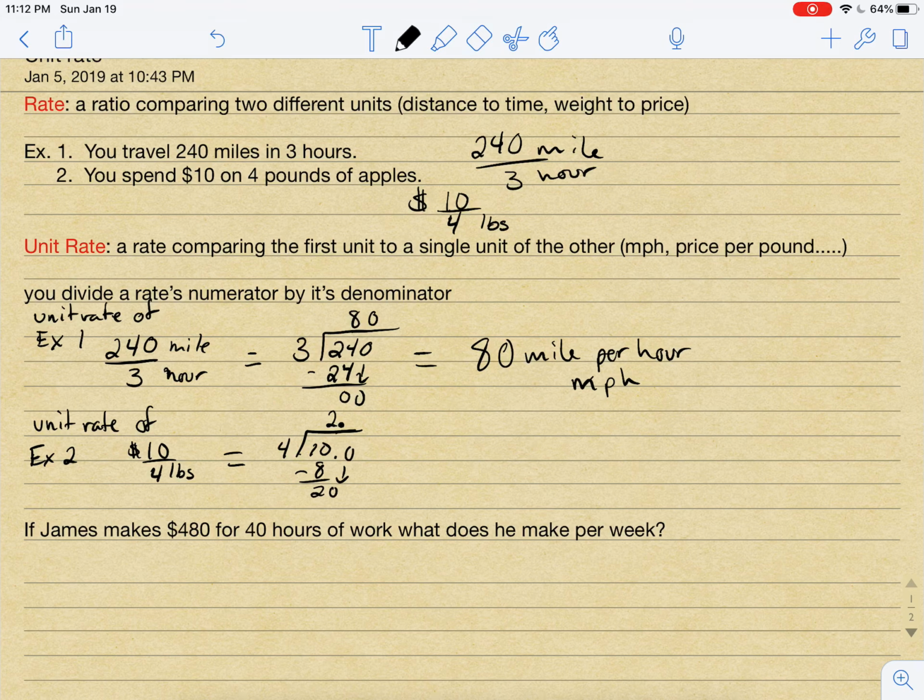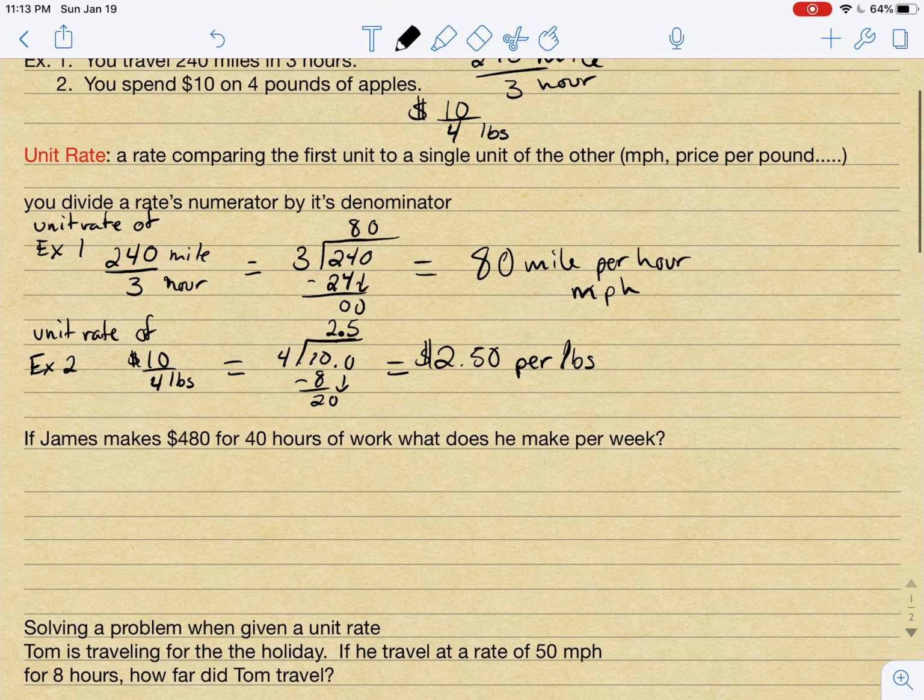So now 4 can go into 20 5 times. So this tells us that you are paying $2.50 per pound for these apples. And lbs just represents pounds. Okay, so that's how you find unit rate. You just divide the top number by the bottom, or the numerator by the denominator.